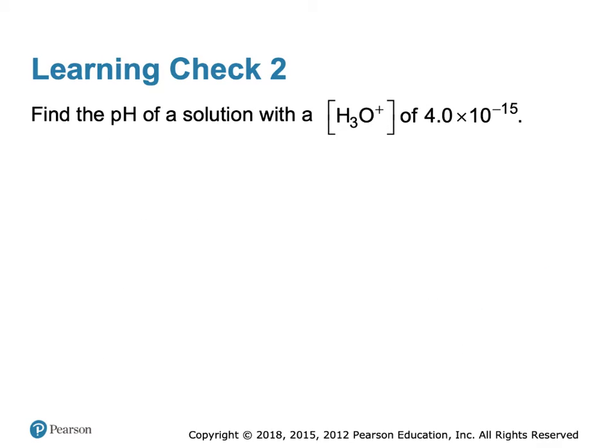Let's do a learning check. Let's find the pH of a solution with a hydronium ion concentration of 4 times 10 to the minus 15. Now, before we even plug into the calculator, I want you to realize that this is going to be a basic solution. What this means is that the pH is going to be greater than 7. I know this because the hydronium ion concentration is significantly less than 1 times 10 to the minus 7 molar.